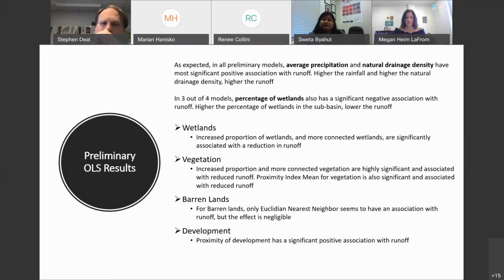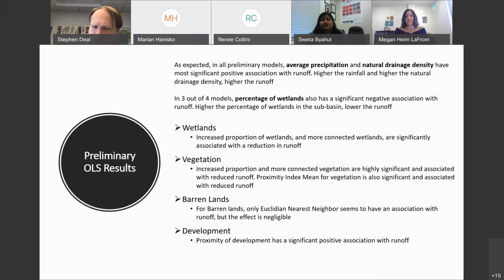If we look specifically at the smaller models, in the wetlands model, we find that the percentage of landscape for wetlands, so basically the proportion of wetlands, has a significant impact on runoff, and a greater proportion of wetlands is associated with reduced runoff. That's an expected finding. And more connected wetlands are also associated with reduction in runoff. So rather than isolated patches here and there, a more connected network of wetlands works better.